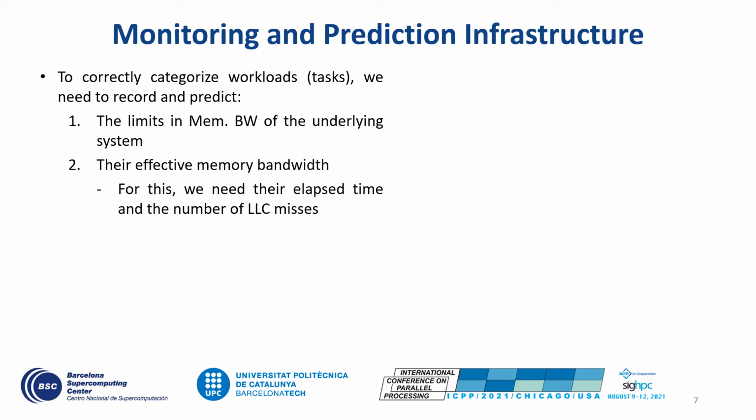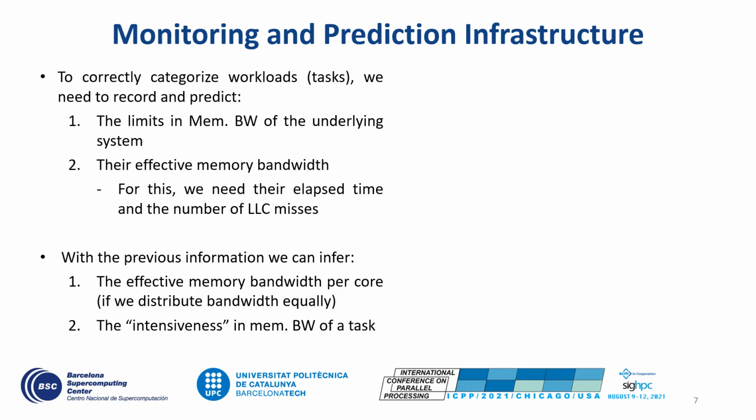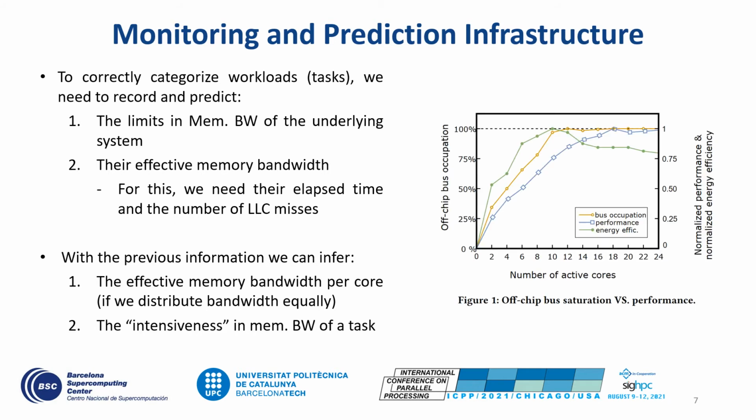And with all of this information available to us, we can then infer other metrics, such as first the effective memory bandwidth per core, which would be computed taking the limit of memory bandwidth of the system and distributing it equally between cores. So if we take into account that all cores are being active with that memory bandwidth, we would surpass the limit. And second, the intensiveness in memory bandwidth of a task, which can be computed relating the metrics of a task with this effective memory bandwidth per core.